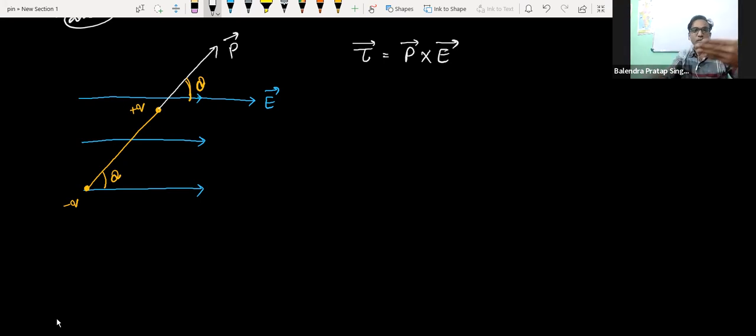And you put a dipole, something like this, in this electric field. Then this electric field will try to align this dipole in the direction of the electric field. Suppose this is the dipole and if I apply the electric field, then it will try to align in this direction. It will start rotating. This is your P, this is your E. So P cross E gives you the rotation of this dipole.